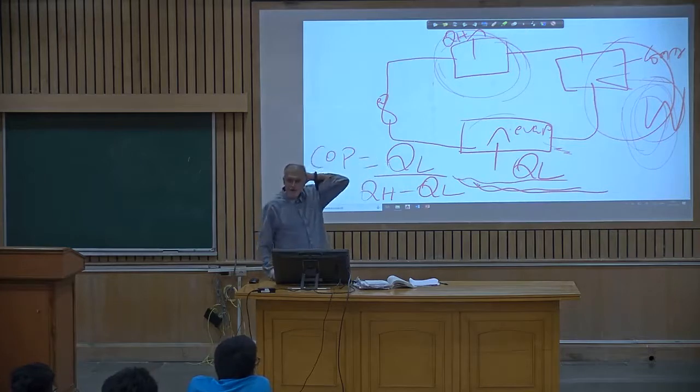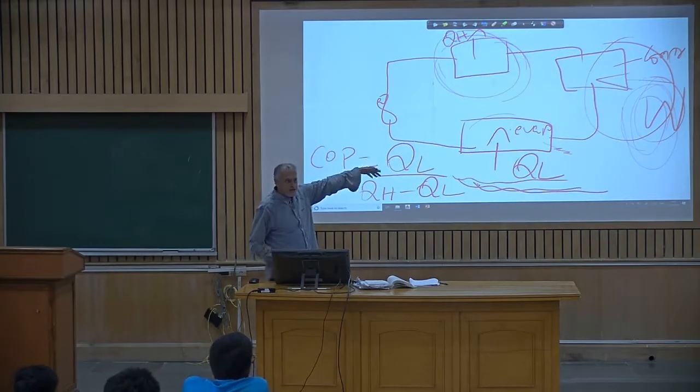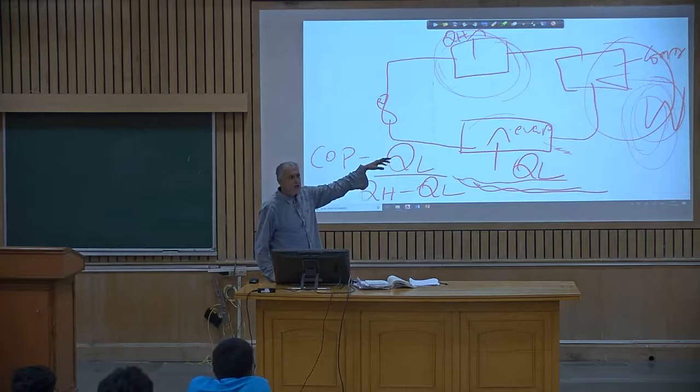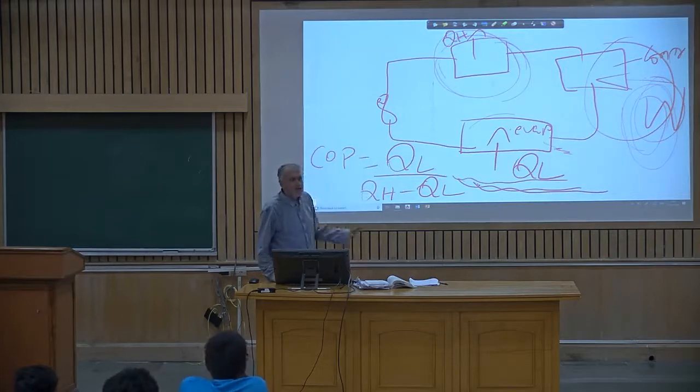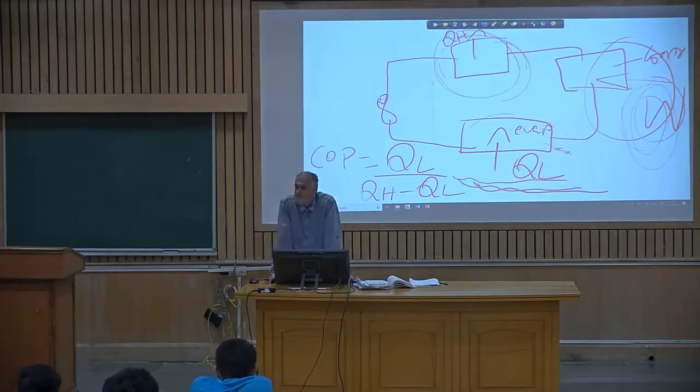No, your thought process is correct. If I increase the QH and reject lot of heat without worrying about QL, then you will do a lot of work in the denominator. That COP is not going to be high. How do you reduce the work? How do you do this?